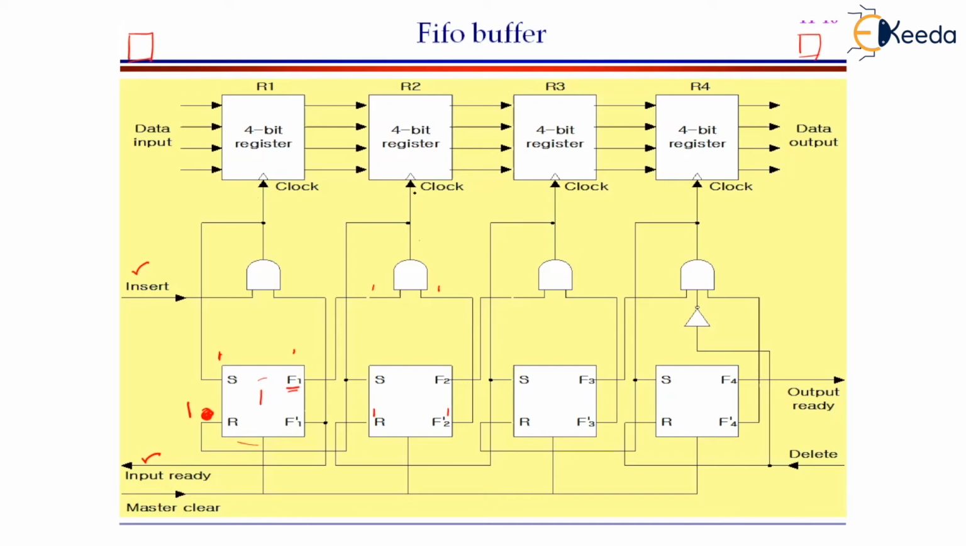As the AND gate is triggered, this clock will get triggered. When the clock gets triggered, this register is going to accept the value from the previous register. When the value of the previous register is transferred to this register, its data should be emptied. For that, the output of the AND gate is connected to the reset input of the first flip-flop. That means that the reset input will be equal to 1.